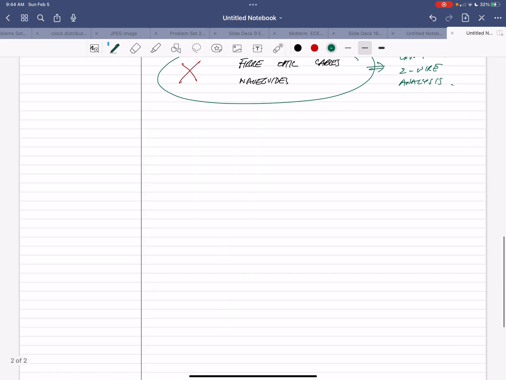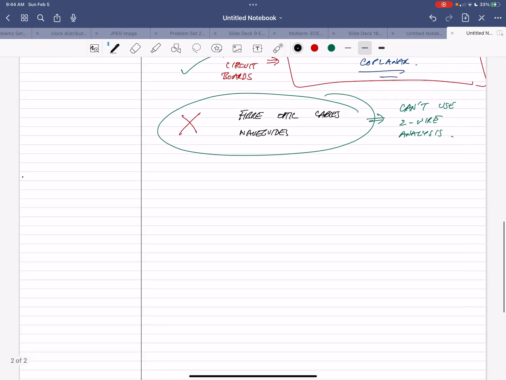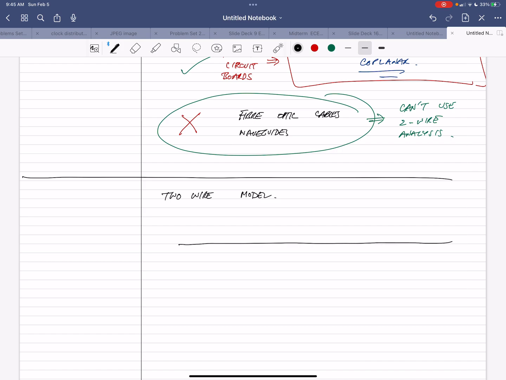Okay, so let's now look at what the two-wire model looks like. So the actual two-wire model: you have a wire, we just usually draw it on top, and we draw a wire on the bottom. So this is wire 1, wire 2.